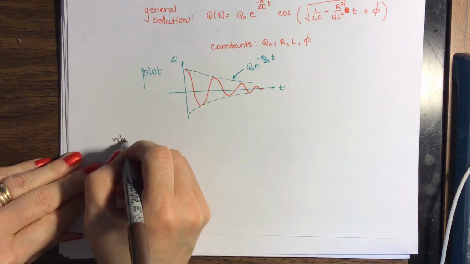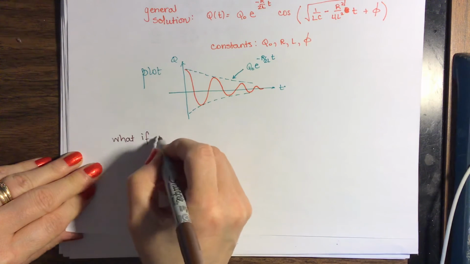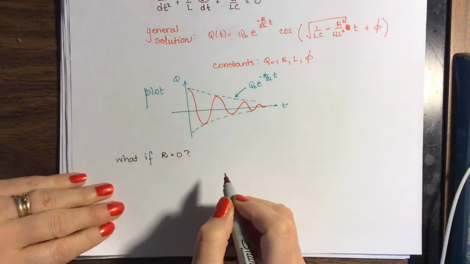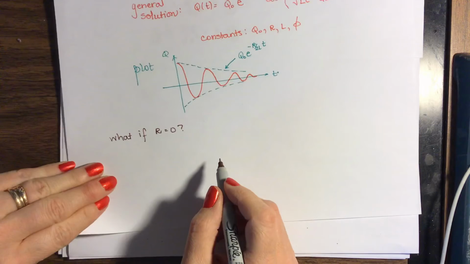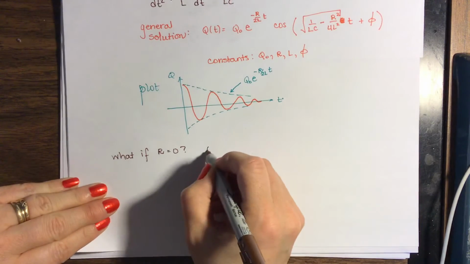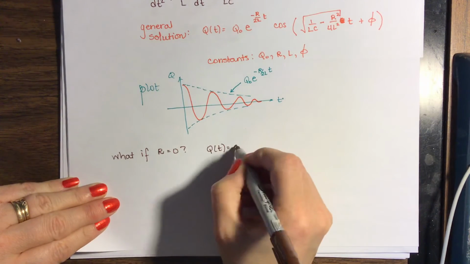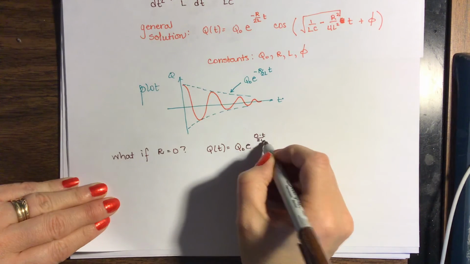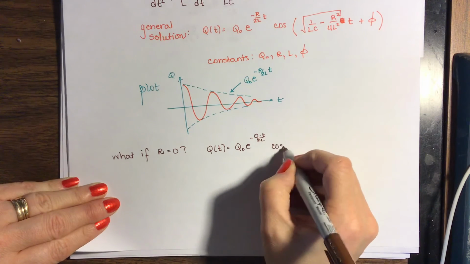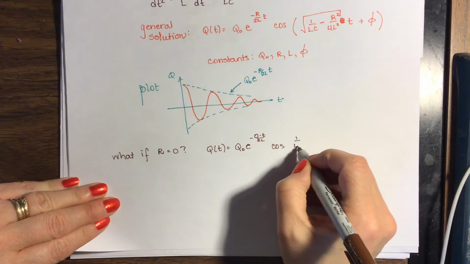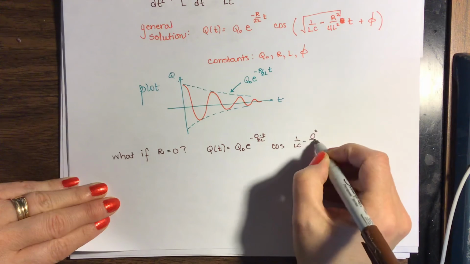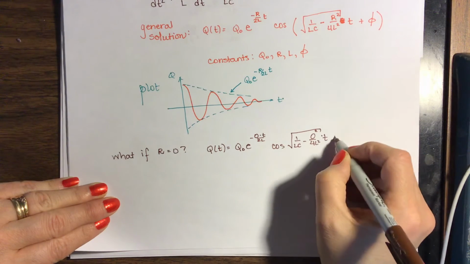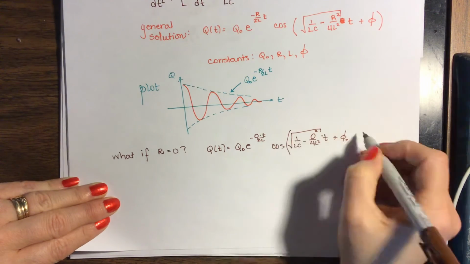So what if R equals 0? You might anticipate that we should just recover the expression we had for an LC circuit. So if R is equal to 0, then our charge as a function of time is Q naught e to the 0 times t over 2L, negative I suppose, times cosine of the square root of 1 over LC minus 0 squared over 4L squared, times t plus phi naught. Put brackets around.